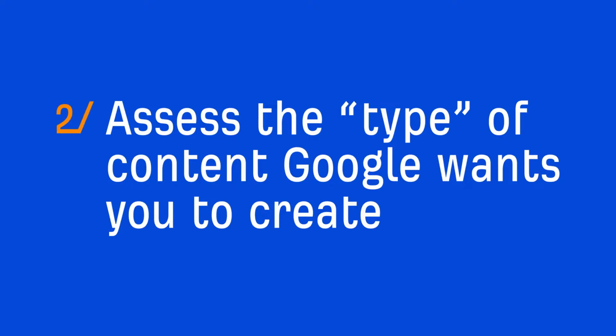All right, so at this point, we have a topic to tackle, but just because you have a topic, it doesn't mean you should write whatever you want. Remember, our goal is to rank at the top of Google so that you can get consistent traffic. And this leads us nicely into the second step, which is to assess the type of content Google wants you to create.